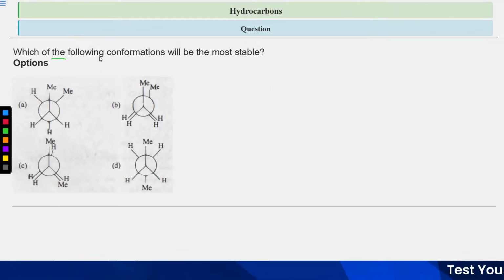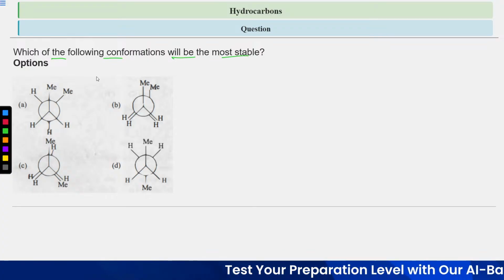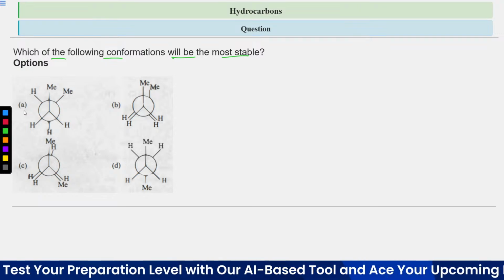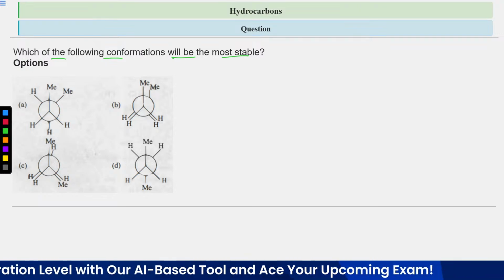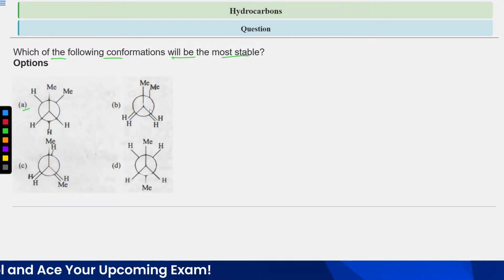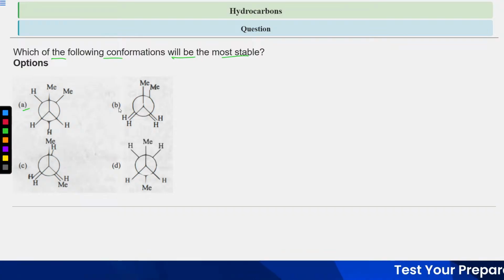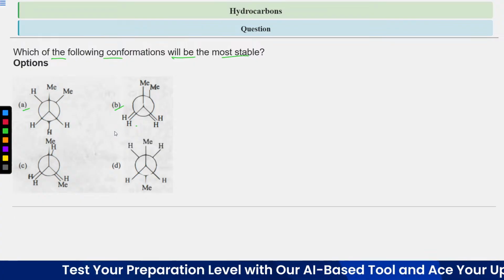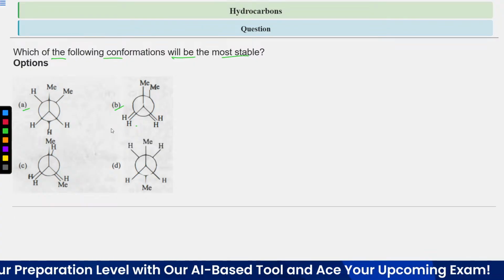Which of the following conformations will be most stable? The options are given as 4 images. The first one has 2 methyl groups at the end carbons, and they are arranged differently. In option B, we have a structure where 2 methyl groups are also arranged at the last and first carbon, but they are arranged differently from the first option.